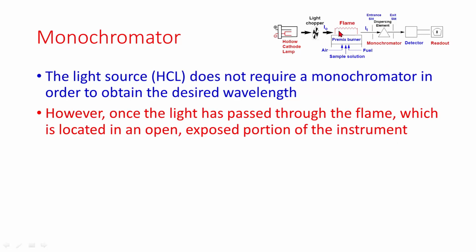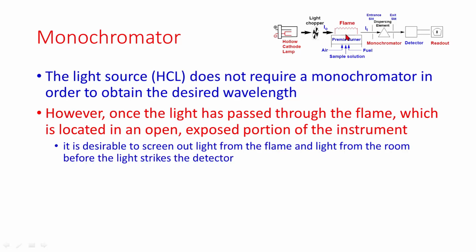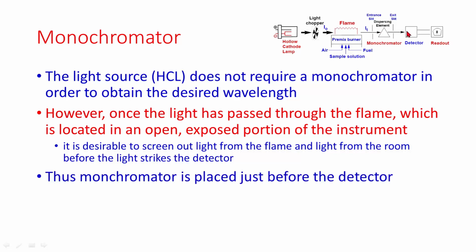However, once the light has passed through the flame, which is located in an open exposed portion of the instrument, it is desirable to screen out light from the flame and light from the room surroundings before light strikes the detector. Therefore, the monochromator is placed just before the detector in an atomic absorption spectrophotometer.